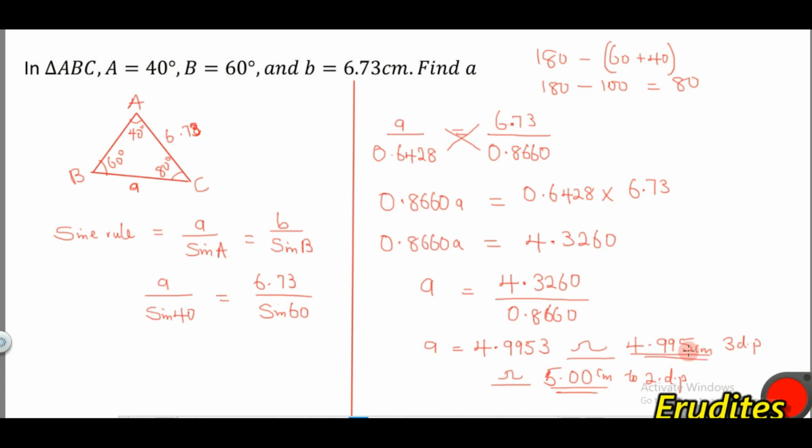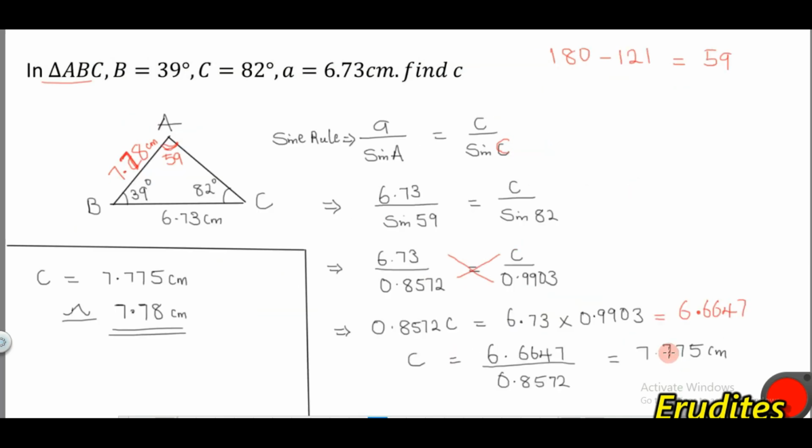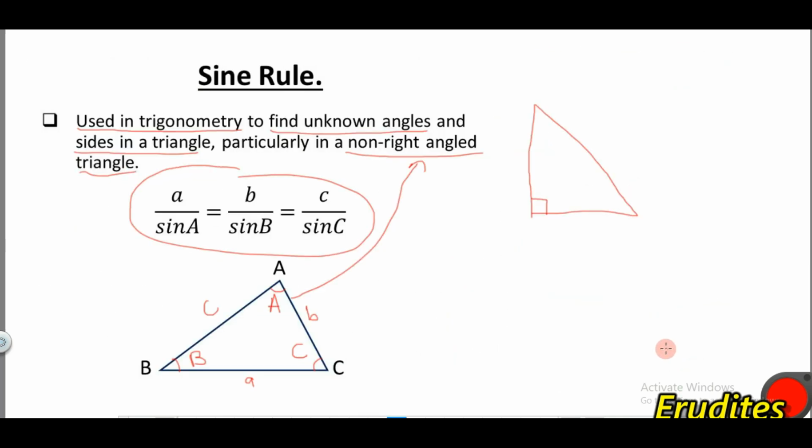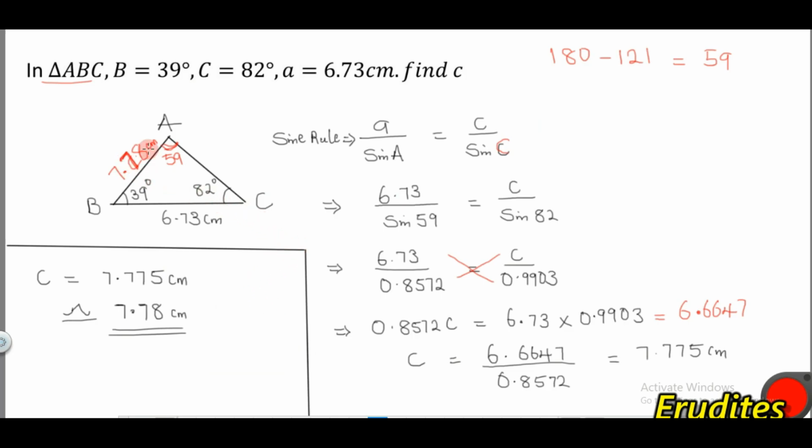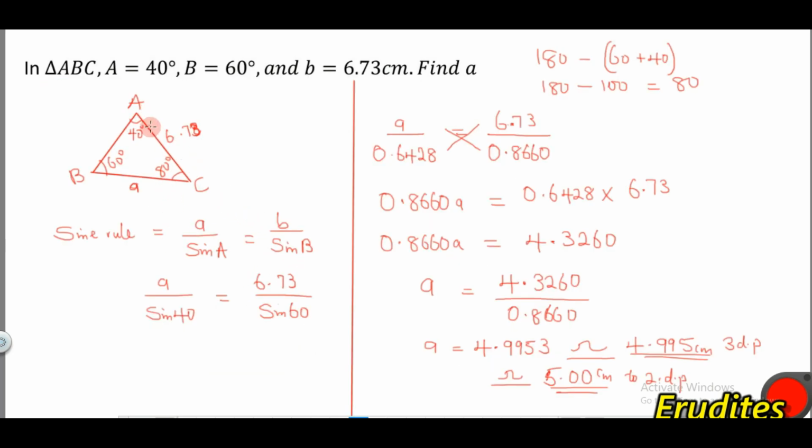So the sine rule actually is very simple, very easy. You just have to know the rule, know what it means. The sine rule, like I said, is a rule used in trigonometry to find unknown angles and sides in a triangle, particularly in a non-right angle triangle. So what we did here was to look for the sides. We looked for the side here. We also looked for the side here. In our next lesson, we're going to look for angles. When the angle is not given, how do we look for it?